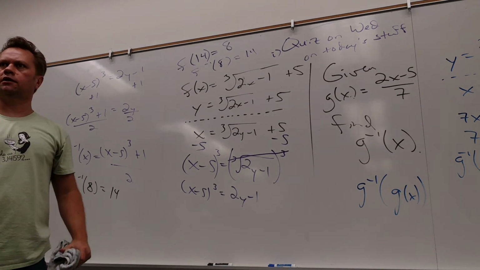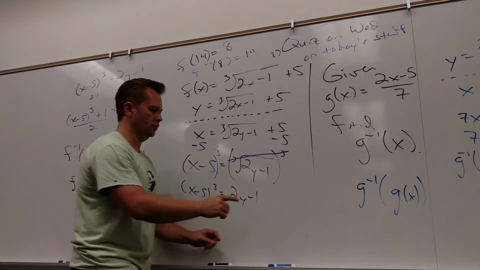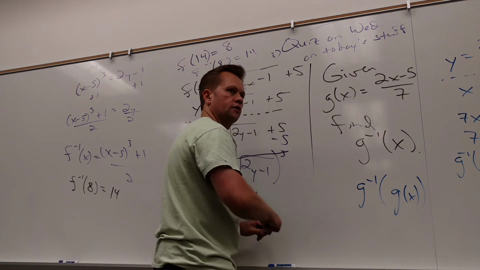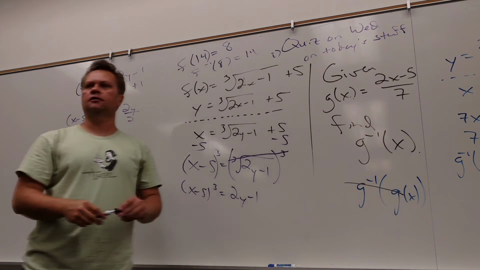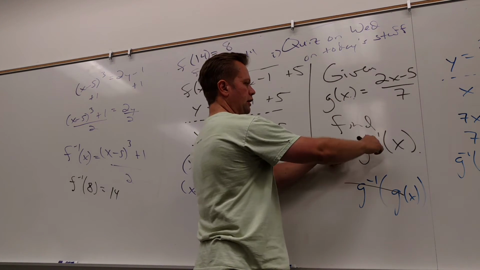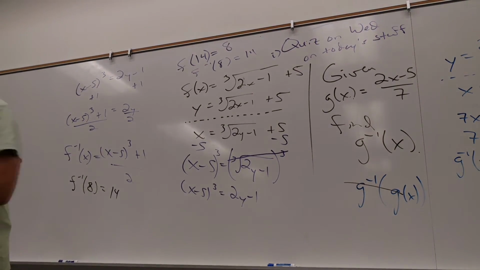How'd it come out? What'd you guys get? Think about it. Look at it from right here. What should this do to this? Cancel it. So you should expect to get X. Whatever G does to X, G inverse will undo it. You should get back to X. And that's how you check to make sure that you did your work right.